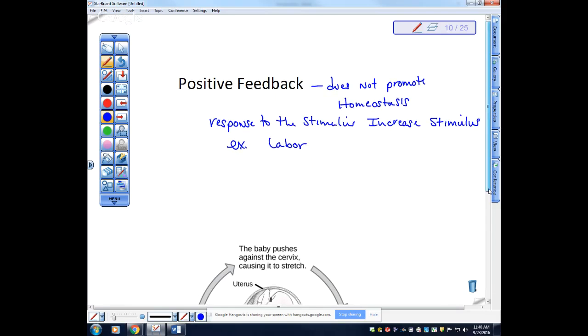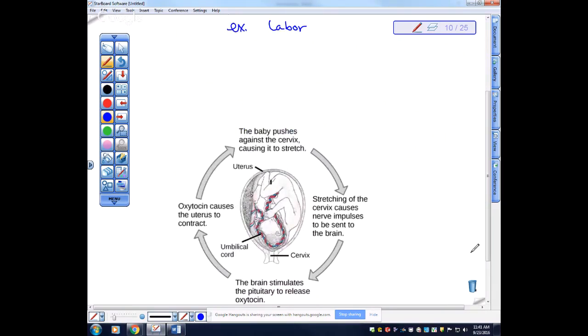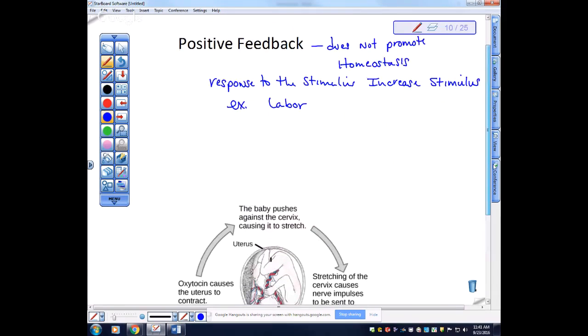And so if we look at this diagram here, the stimulus is actually the baby pushing its head against the cervix. This actually causes more hormone to be released, which makes the contractions even harder. The uterus contracts and it presses the baby's head even harder against the cervix. And so this will lead to an outcome. So the positive feedback mechanism will only end once the baby has left the uterus and has started to move through the birth canal.